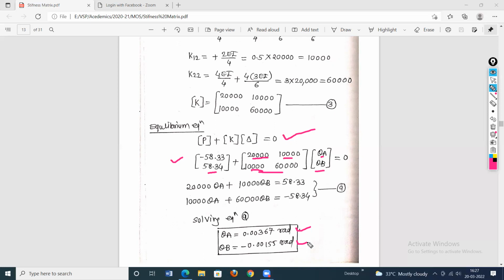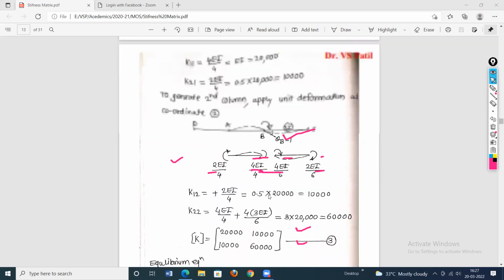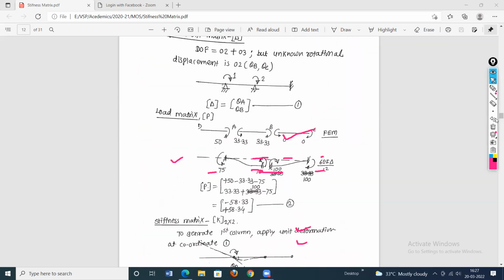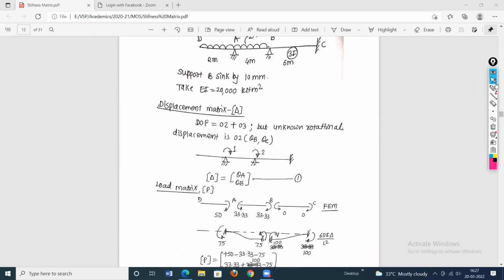One answer is positive, that means this slope is clockwise, and the second, theta B, is negative. It means that our assumption regarding the rotation at B is wrong. Initially we assumed, I will repeat, because in the previous example also I explained about the signs of theta A, theta B.